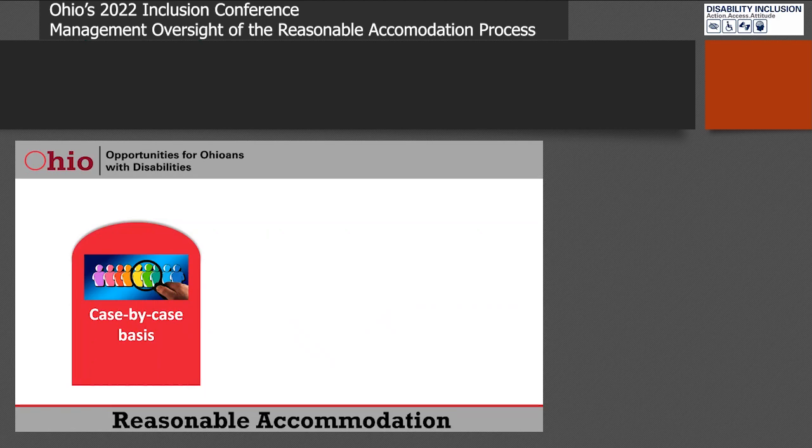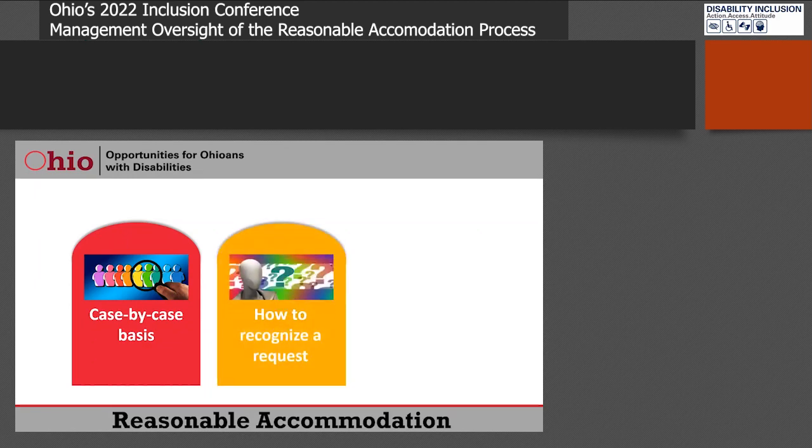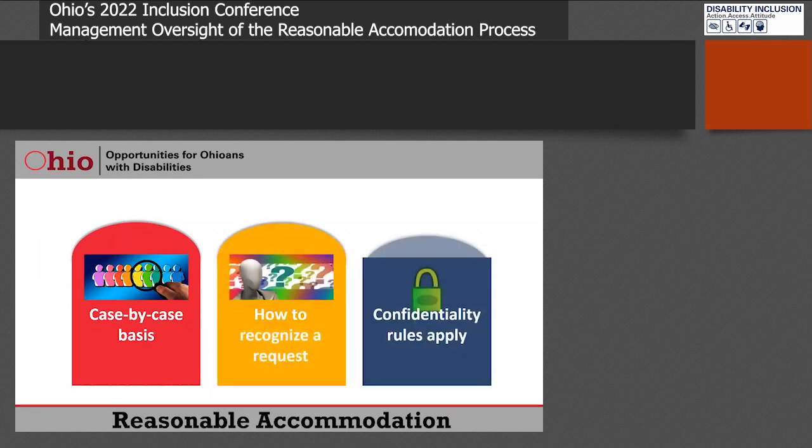It's important during the hiring process for the supervisor to know how to recognize a request for an accommodation and that confidentiality rules apply when someone discloses a disability and requests an accommodation. And we will discuss both topics shortly in the next section, which focuses on the interactive process. Julie, what is the interactive process and what is the supervisor's role?